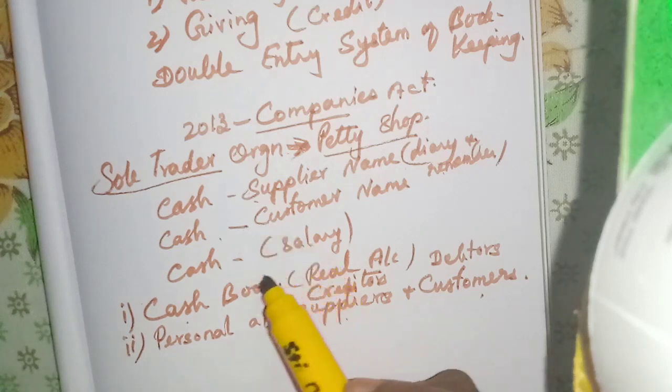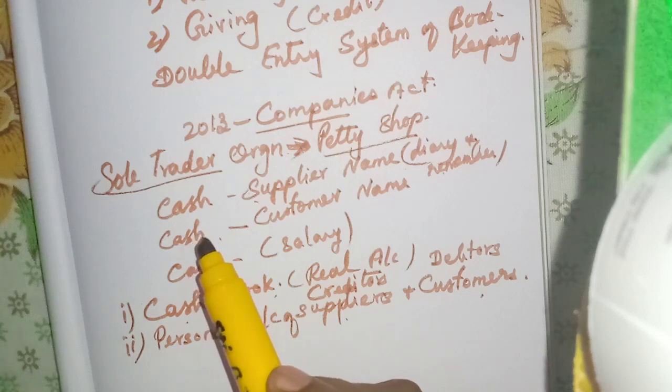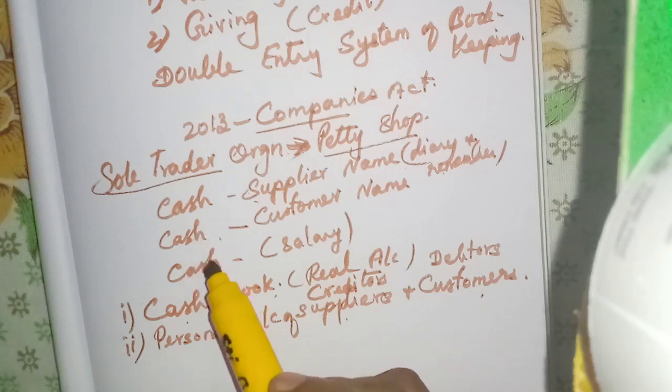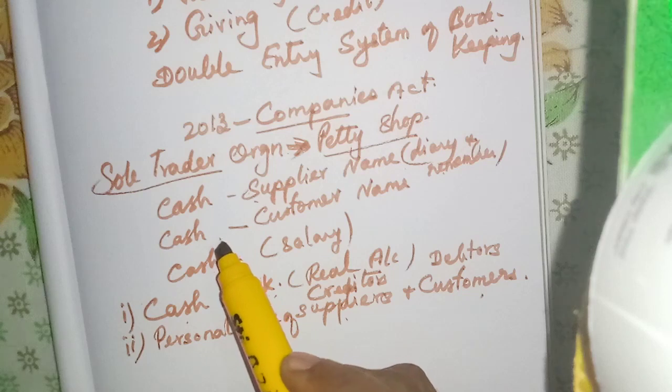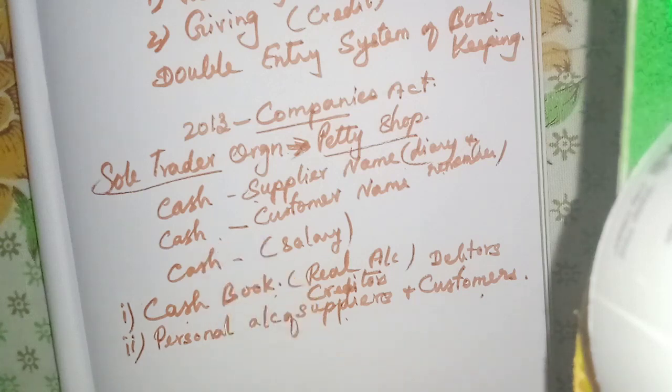The main account will be the cash account, not in account form. He may not know how to prepare or maintain the cash book, but how much he receives and how much he spends, only that he will be entering.